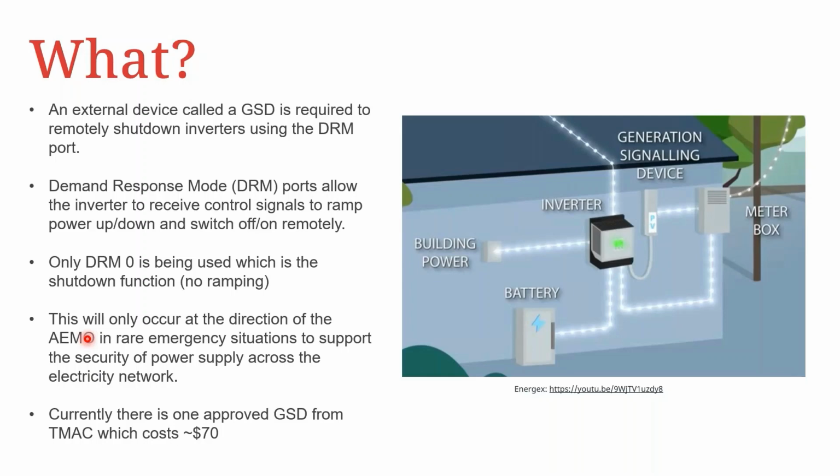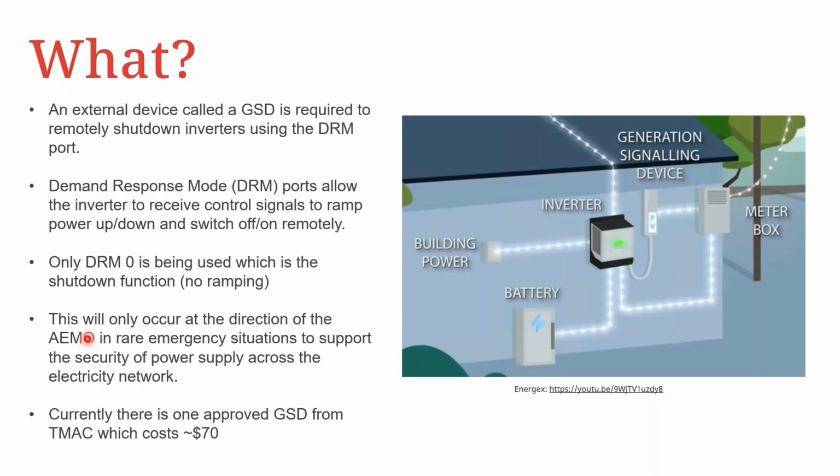The DRM ports are a standard communication interface used to ramp up or down, or switch off or on, an inverter remotely. In other situations, you may have seen these used for load control, like in air cons or pool pumps. For this emergency backstop mechanism, only one of the DRM modes will be used, which is DRM 0, using only 2 wires, and it will be used exclusively to turn the inverter off and on.